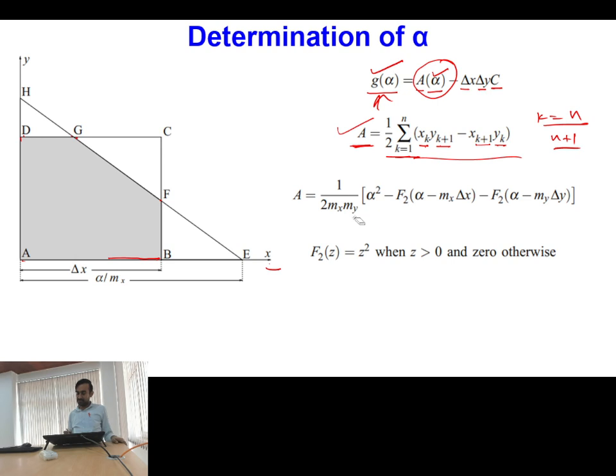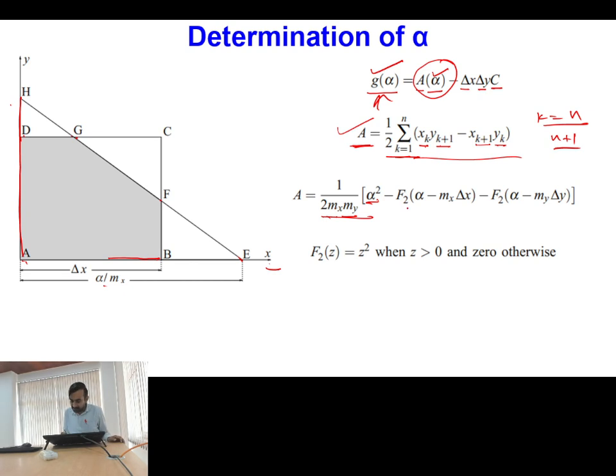The other method for estimation of area can be this. First, you can calculate the area of this big triangle A, E and H. The area of the big triangle AEH is alpha squared divided by 2 m_x m_y. What is the area of a triangle? Half into base into height. Here the base is alpha by m_x and the height is alpha by m_y. So that is the area of this big triangle.